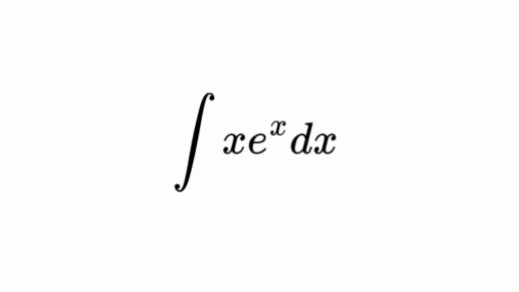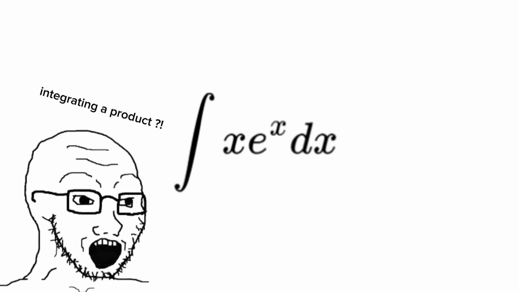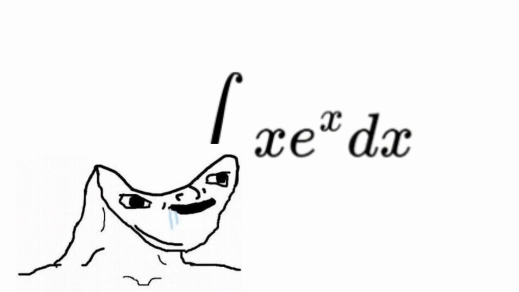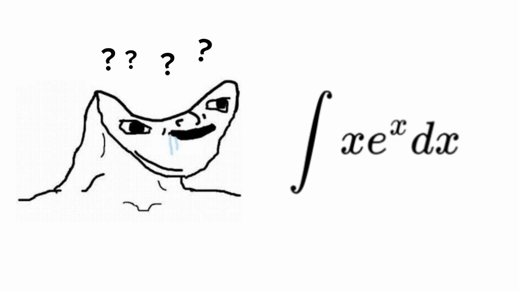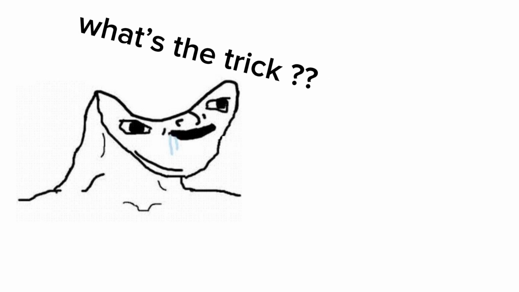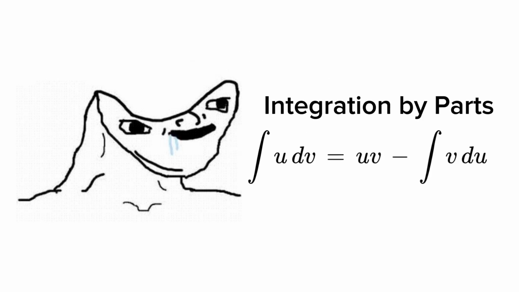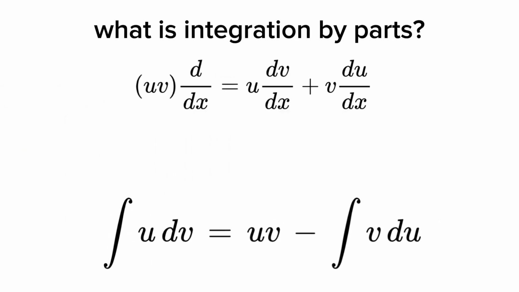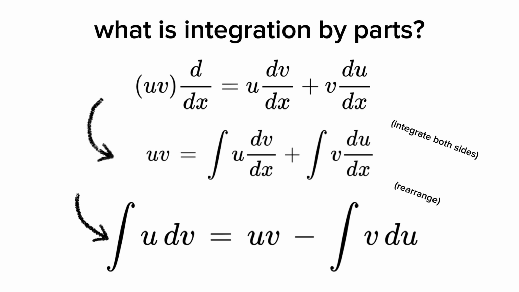Sometimes you're asked to integrate a function that is a product of two things multiplied together. Integrate x times e^x. This is hard to do directly, so we have to use a trick. The trick is integration by parts. What is integration by parts, you may ask? It is basically just the reverse of the product rule of differentiation. But anyway, how to use it?